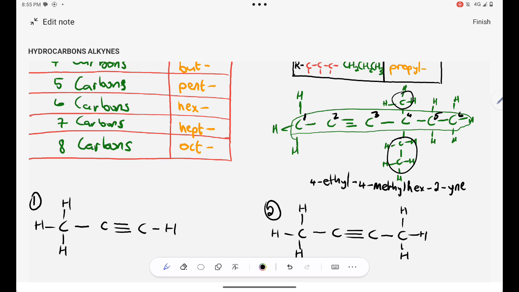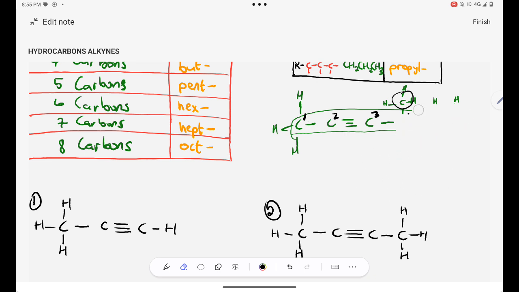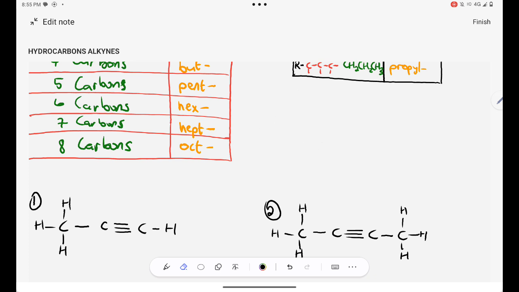Sometimes you are given a condensed structure, and you are supposed to draw a structural formula. You are given a condensed organic compound and you are supposed to draw a structural formula. Let's move from a condensed structure to a structural formula so that it will be easier for us.